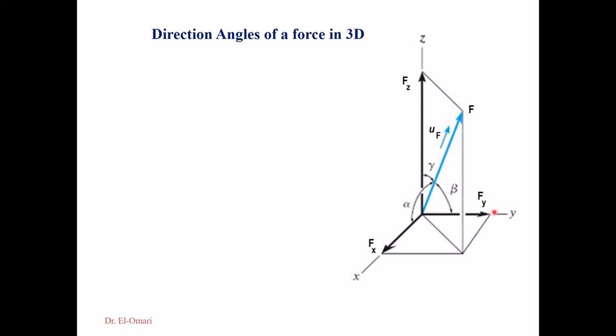This will also be important to see whether this component is in the positive direction or in the negative direction of the axis. The same goes, alpha goes from 0 to 180, beta goes from 0 to 180 and gamma goes from 0 to 180. We'll see in the examples how to do this. So how can we write a relation between the components and the angles that will give us at the end the force in Cartesian vector form?